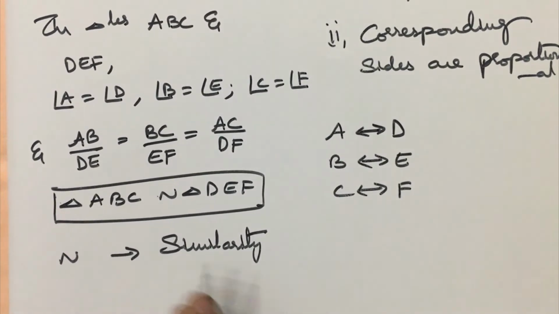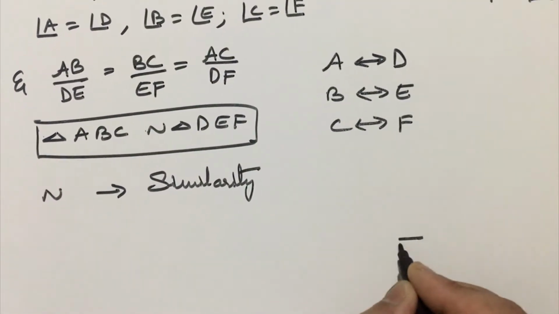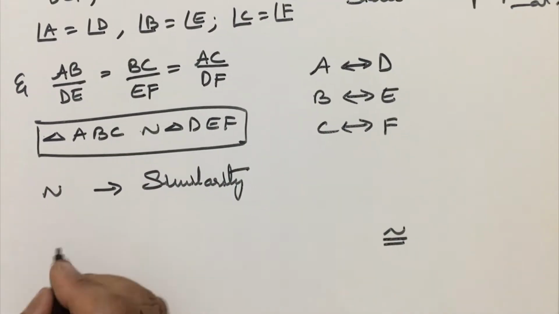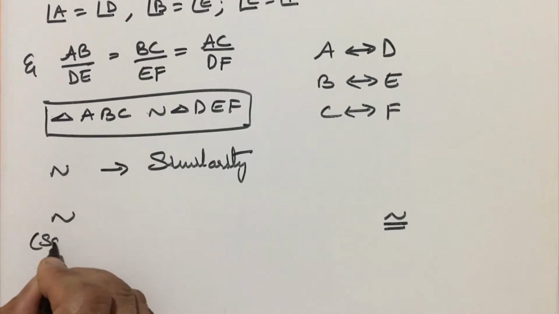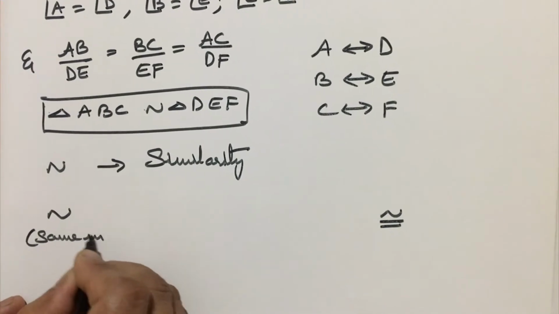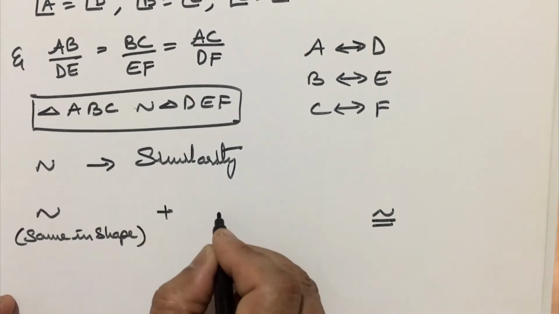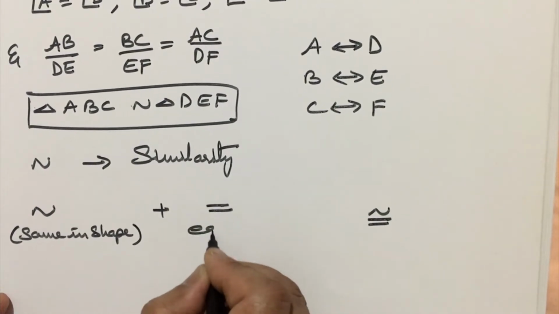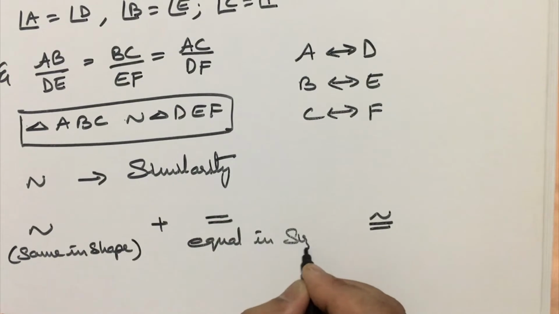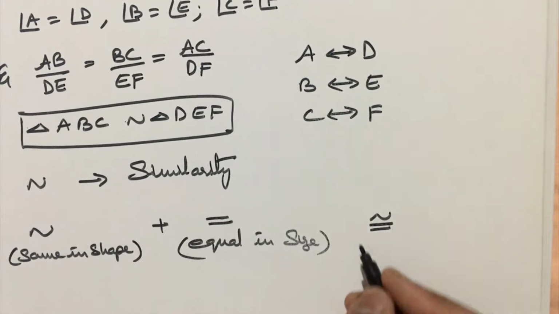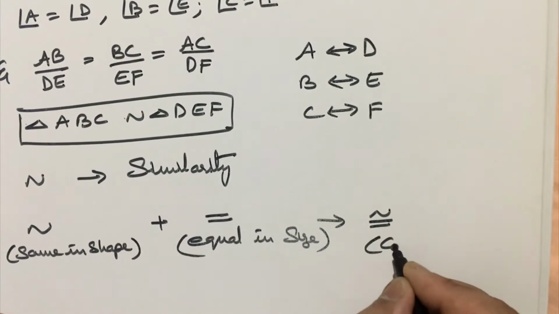Okay, as we represented a symbol for the congruency, because this indicates the same in shape, and plus equality indicates equal in size. Both combined you can represent in this manner for the congruency.